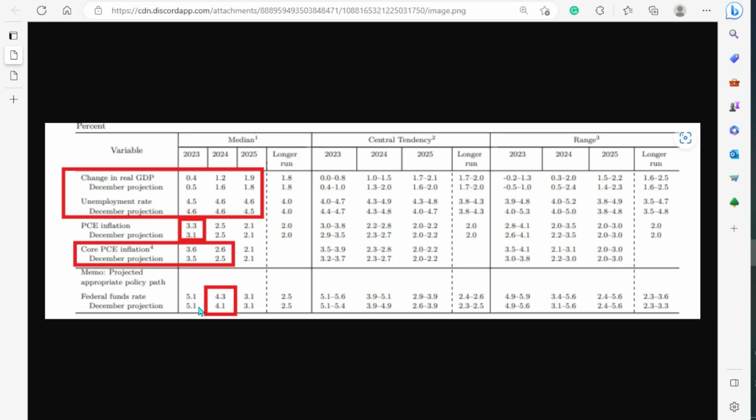Which is why I do think that we ended up selling off pretty hard at the end of the day, on top of already being overbought. So let's just go ahead and look more into this data. So the next point is 2024. Now note right here, the December projection was 4.1. They revised that to 4.3.